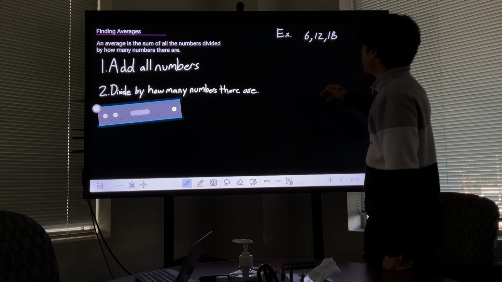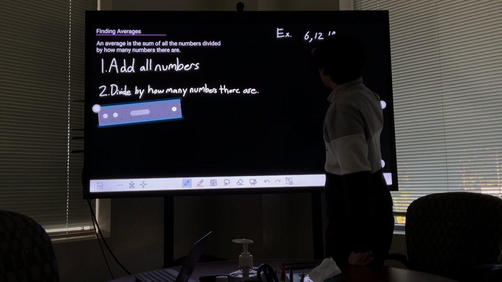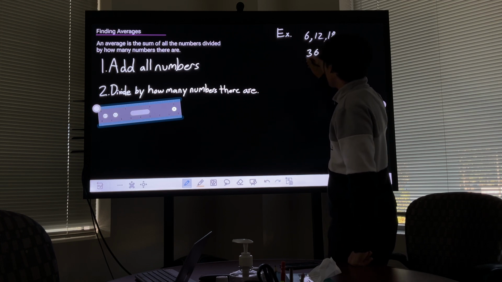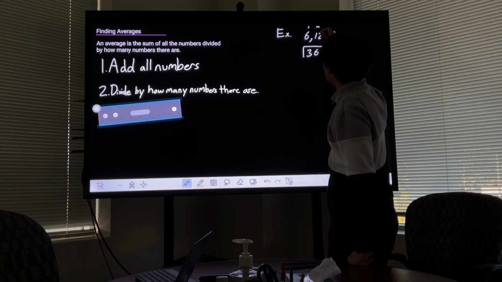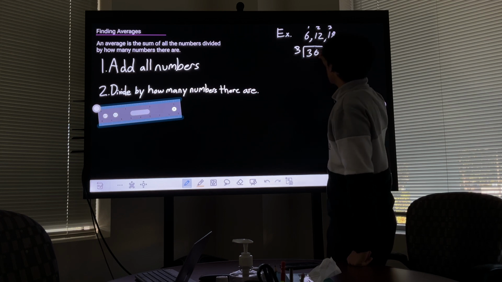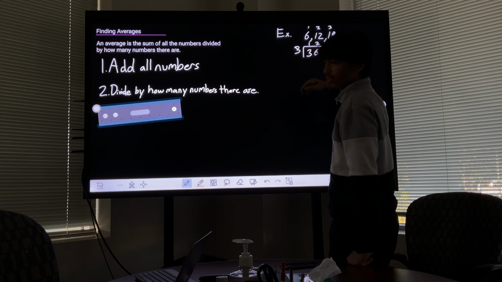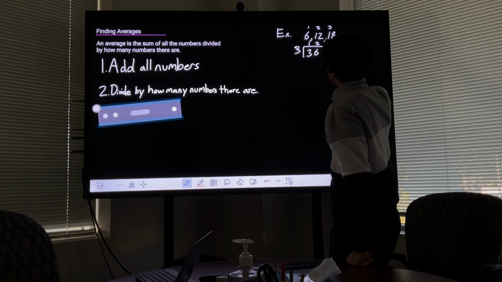So here we add all the numbers together. This will be 6 plus 12 plus 18, which is 36. Then you divide it by how many numbers there are. There are 1, 2, 3 numbers, so divided by 3. It should be 12, since 3 times 12 is 36. So the average of 6, 12, and 18 is 12.